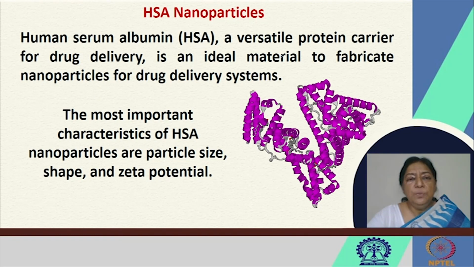For example, human serum albumin nanoparticles. HSA is a versatile protein carrier for drug delivery and is an ideal material to fabricate nanoparticles for drug delivery systems. Here we are considering not only the protein as a protein corona on a nanoparticle, but creating the nanoparticle from HSA itself. The most important characteristics of HSA nanoparticles are their particle size, their shape, and the charge that can be determined by the zeta potential.